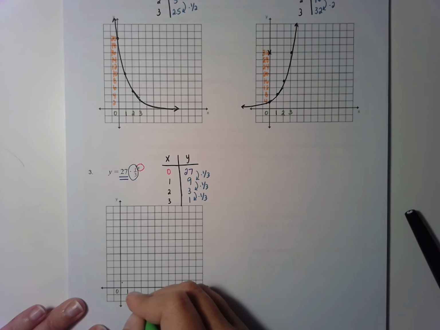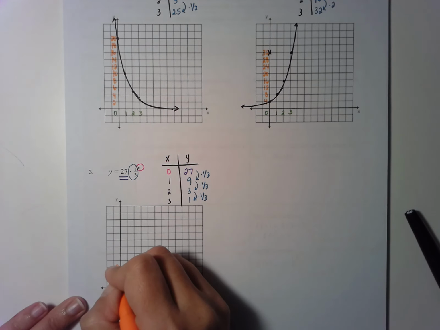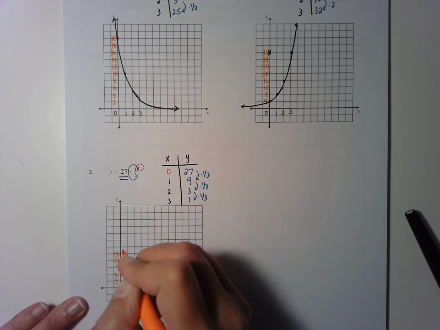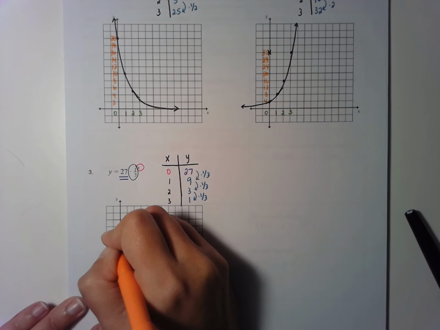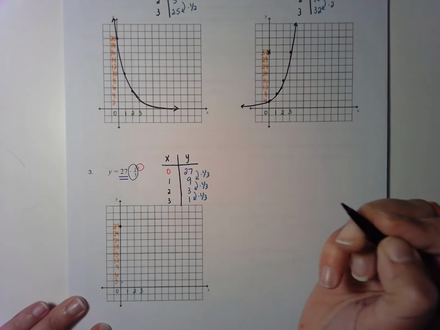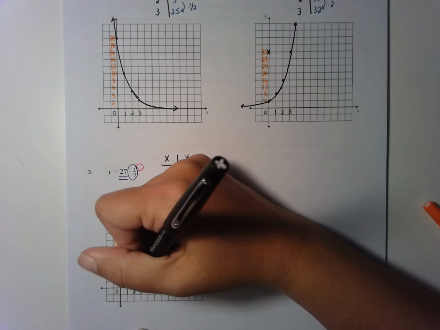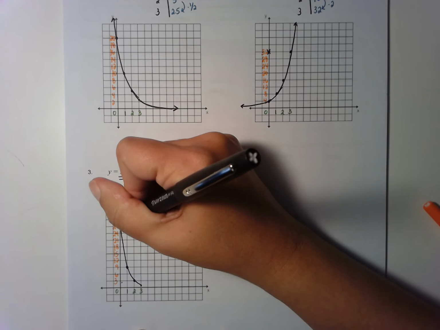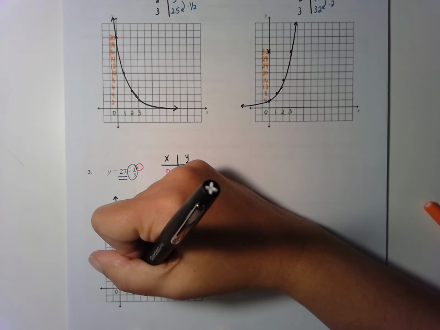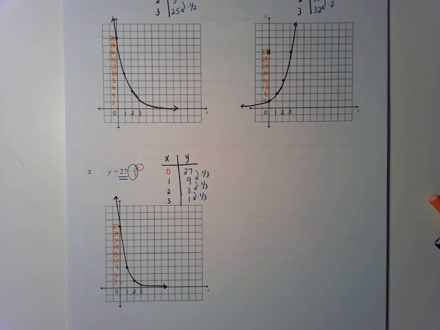Now I'm going to label 0, 1, 2, 3, and my y's, I'm going to count by 3s: 3, 6, 9, 12, 15, 18, 21, 24, 27. So I'm going to graph (0, 27), (1, 9), (2, 3), and then (3, 1). I can see that curved shape that I'm looking for when I have an exponential function. This side goes up in the air, and this side is going to get closer to the ground, but don't hit the ground.